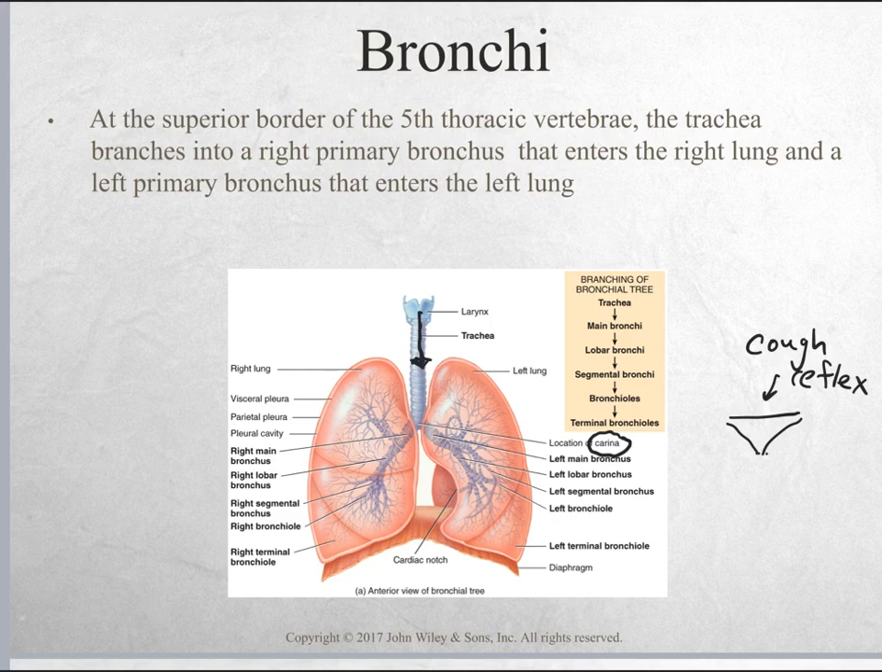Well, the next question would be, if it's going to lodge in one, that means one of these bifurcations is going to be steeper and wider, and the other is going to be more flat and narrower. So which one is steeper, which one is wider, and which one is more flat? Well, the answer is this one right here. Our right side is going to be steeper and wider.